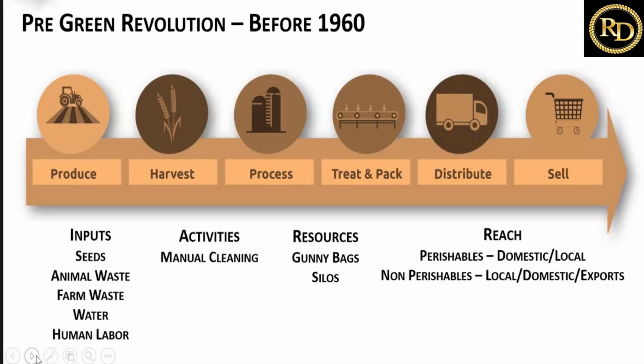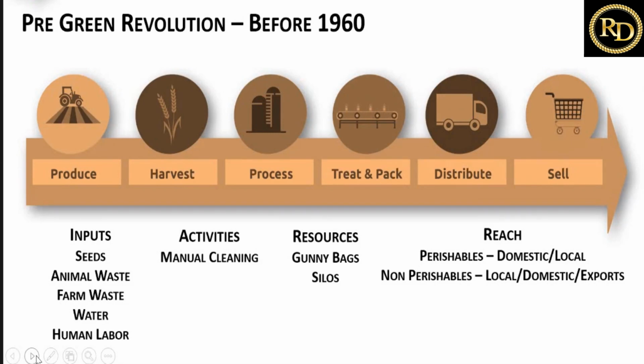Before the Green Revolution, typically before the 1960s, agriculture was not that complex. You'll be surprised to know that the majority of farmers were profitable before the Green Revolution because production was very simple. You needed inputs, which were seeds, animal waste, farm waste, water, and human labor. So only five inputs were required for agriculture. Post-harvest activities were also very simple, just typical manual cleaning. And for processing, treating, and packaging, you used gunny bags and silos.